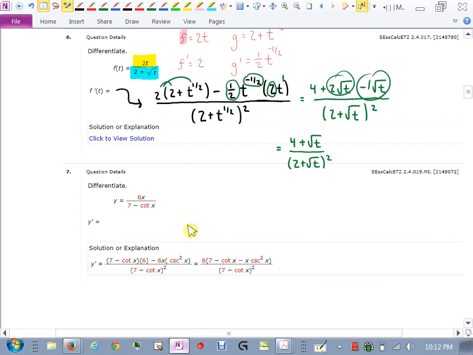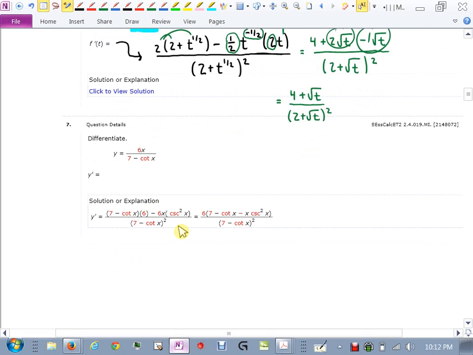Okay, next one. Actually, is this the last one on this page? Let me finish this one, then I'm going to take a break. All right, so I have division. I'm going to call the top one f. That'll be 6x. Call the bottom one g, 7 minus cotangent x. The derivative of f is just 6. The derivative of g, well, derivative of 7 is 0, so don't worry about that. Derivative, forget the negatives there for a second. Derivative of cotangent x is negative cosecant squared x, but then I have a negative, so it just becomes positive cosecant squared x.